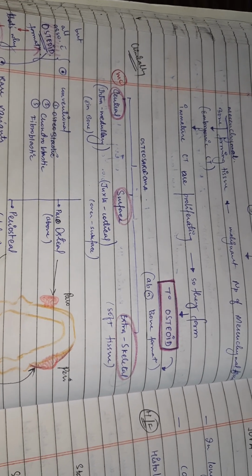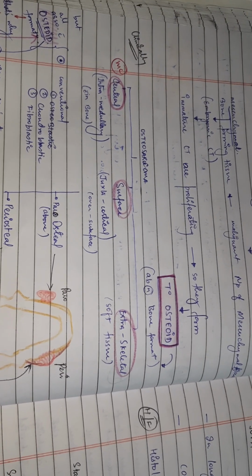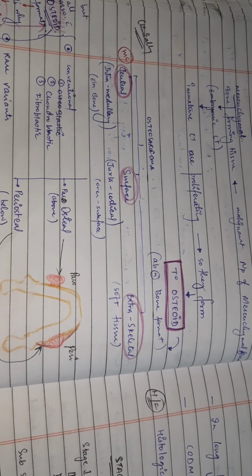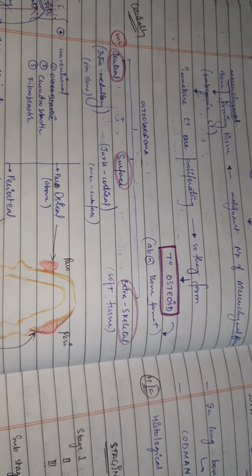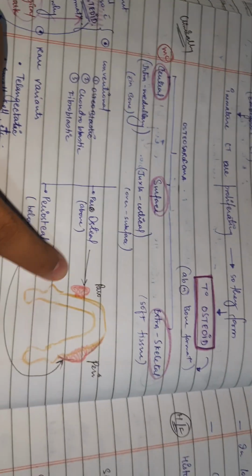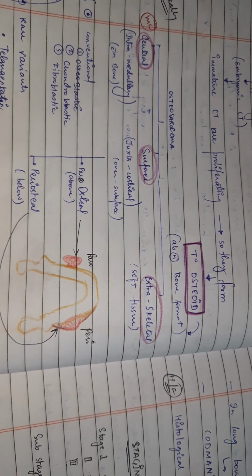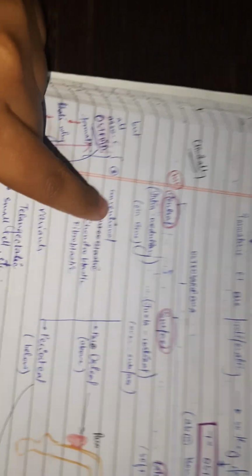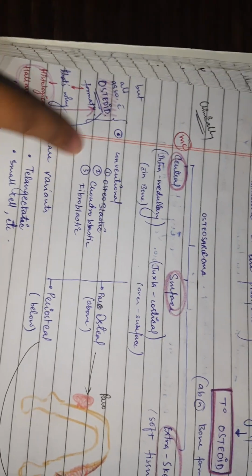Surface, which is over the surface of bone, juxtacortical, is of two types: parosteal and periosteal. Parosteal is the one above the surface of the bone, and periosteal is below the periosteum. Then central is intramedullary, deep inside the bone.